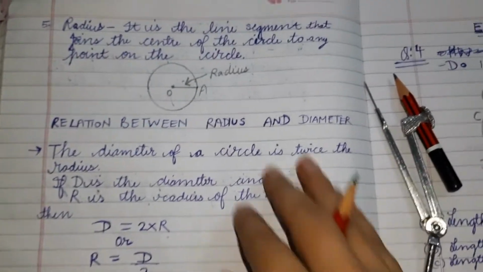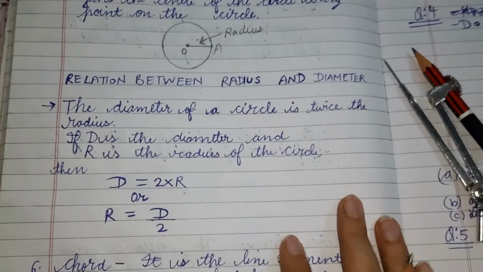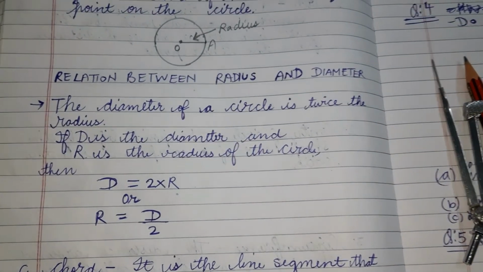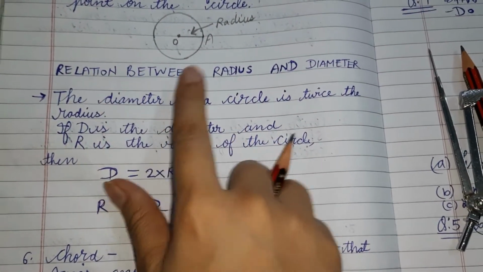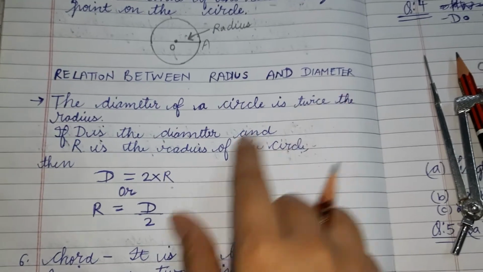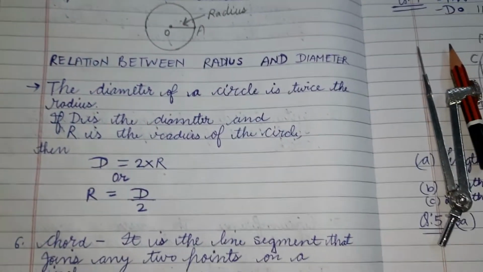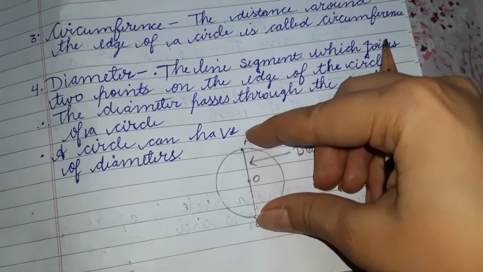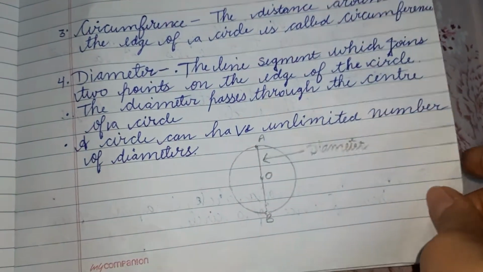These terms have been explained in a live class also. It is just a revision and to know in better details. Now students, let us understand what is the relation between radius and diameter. The diameter of a circle is twice the radius. Diameter is this line, it is two times the length of the radius.